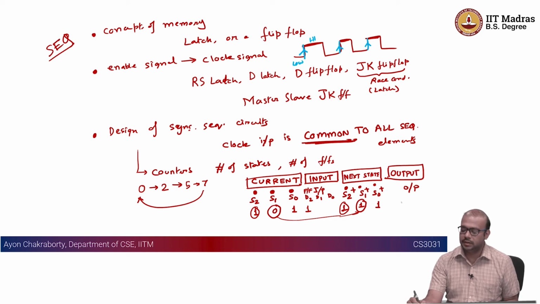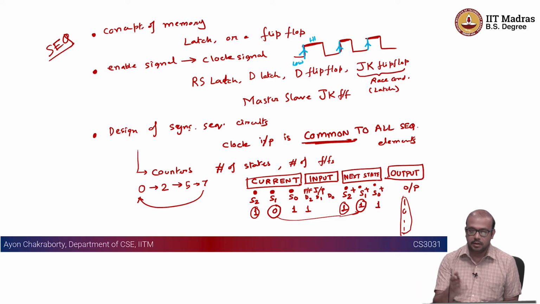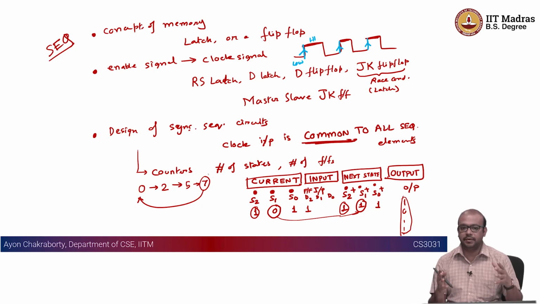So if the output will be 1, 0 something, right? This value has to be computed using the output that is coming out from the state output. Let's say 7 is 111, 5 is 101 and so on. You can take those flip-flop outputs and create the output of the circuit.